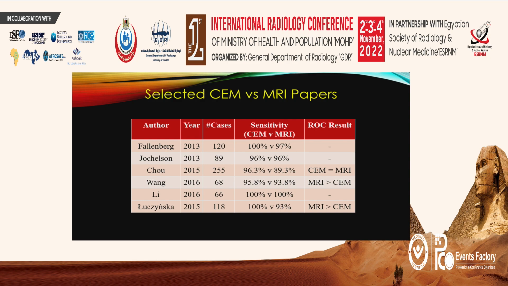So this table summarizes 6 of the papers published between 2013 and 2016, and they all had very similar results with sensitivity of contrast mammography and MRI in the high 90s. A couple of them showed MRI sensitivity a little bit lower, and the few that did ROC were variable. 1 showed it equal and 2 showed MRI to be better.